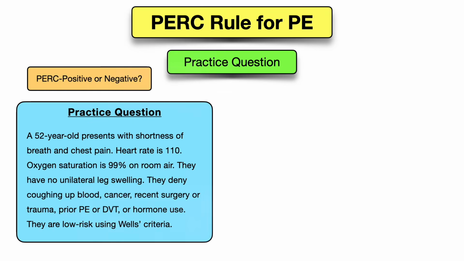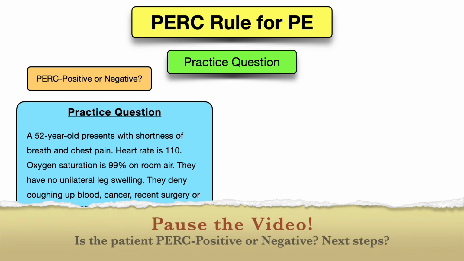Here's a practice question. Try to figure out if the patient is PERC positive or negative. A 52-year-old presents with shortness of breath and chest pain. Their heart rate is 110. Oxygen saturation is 99% on room air. They have no unilateral leg swelling. They deny coughing up blood, cancer history, recent surgery or trauma, prior PE or DVT, or hormone use. You have already determined they are low risk using Wells criteria. Hit pause in the video and determine if the patient is PERC positive or negative and what the next steps would be.